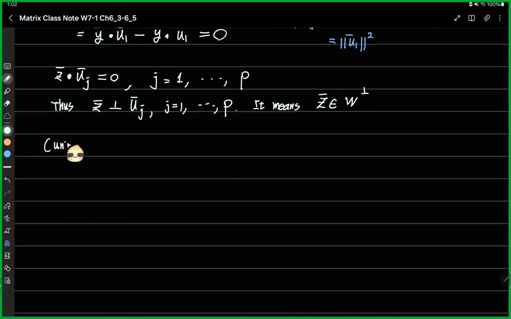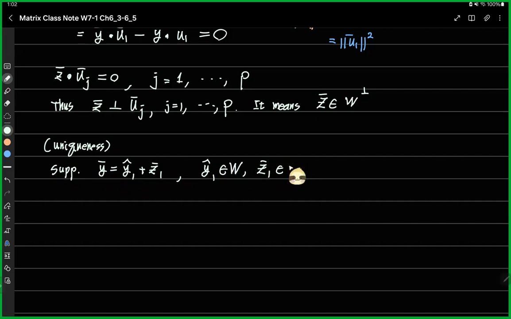So what are you going to do? Suppose that vector Y can be decomposed as other vectors, Y1 hat plus Z1. Okay. So Y hat 1 is in W, and Z1 is in W complement. Right. Then what?